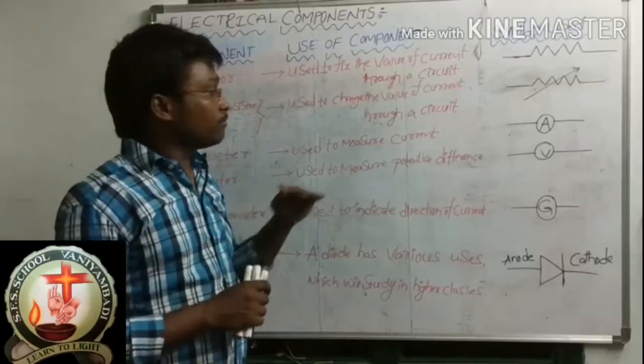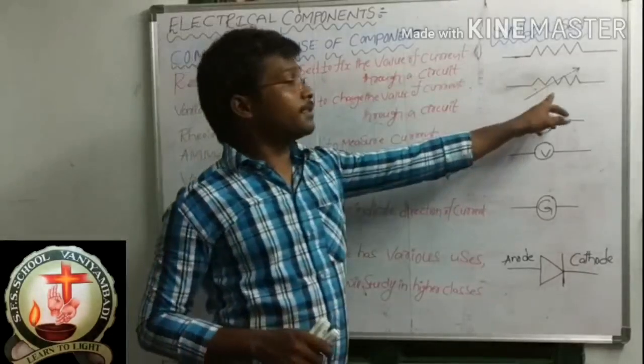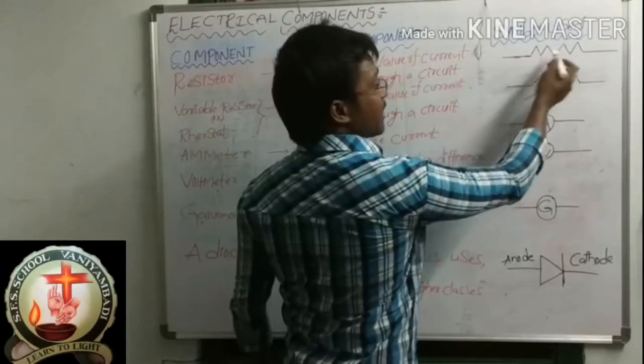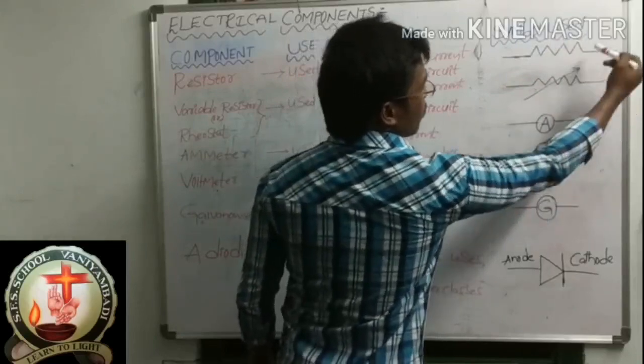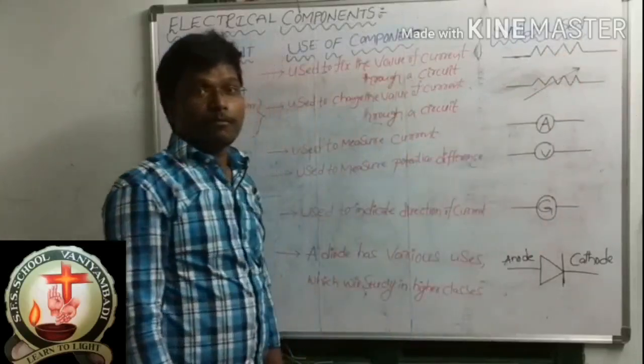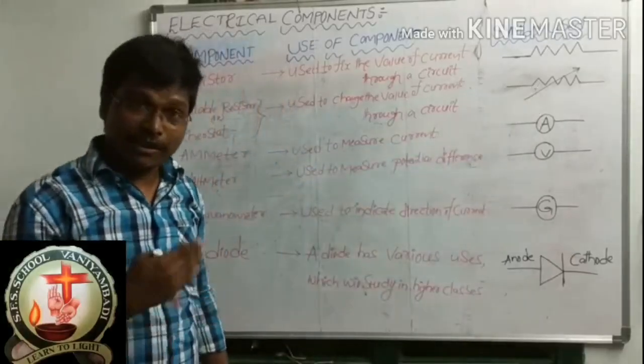Now, what is the symbol of this rheostat, otherwise variable resistor? It is this one. This is the resistor symbol. You can give one arrow mark. So this is the symbol of variable resistor, otherwise rheostat.